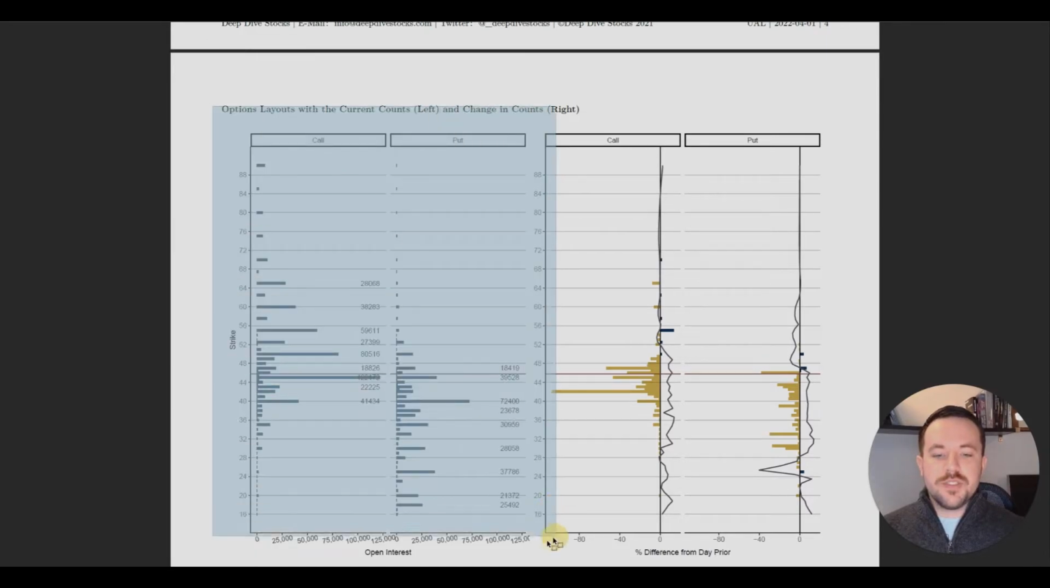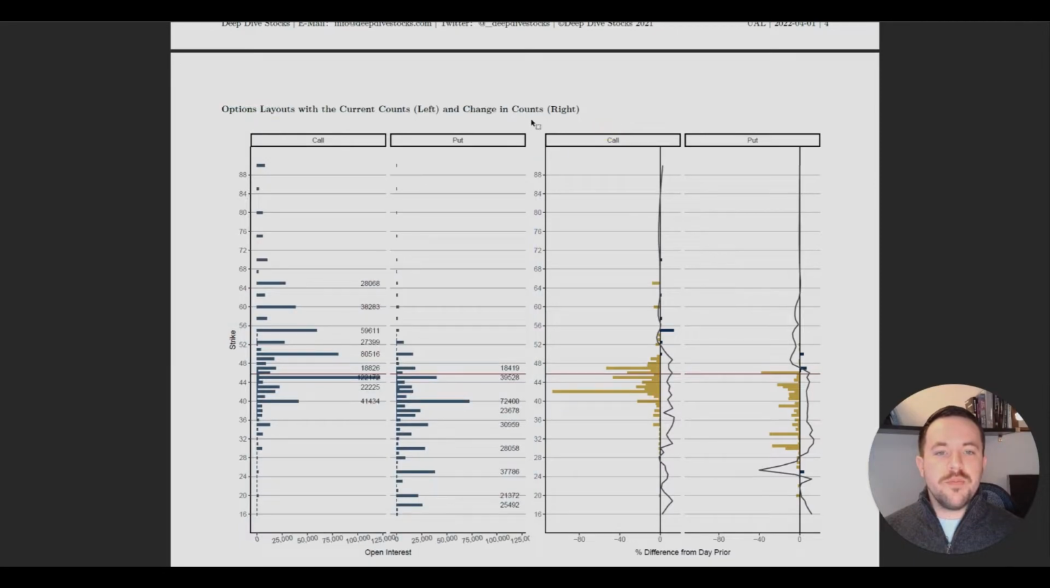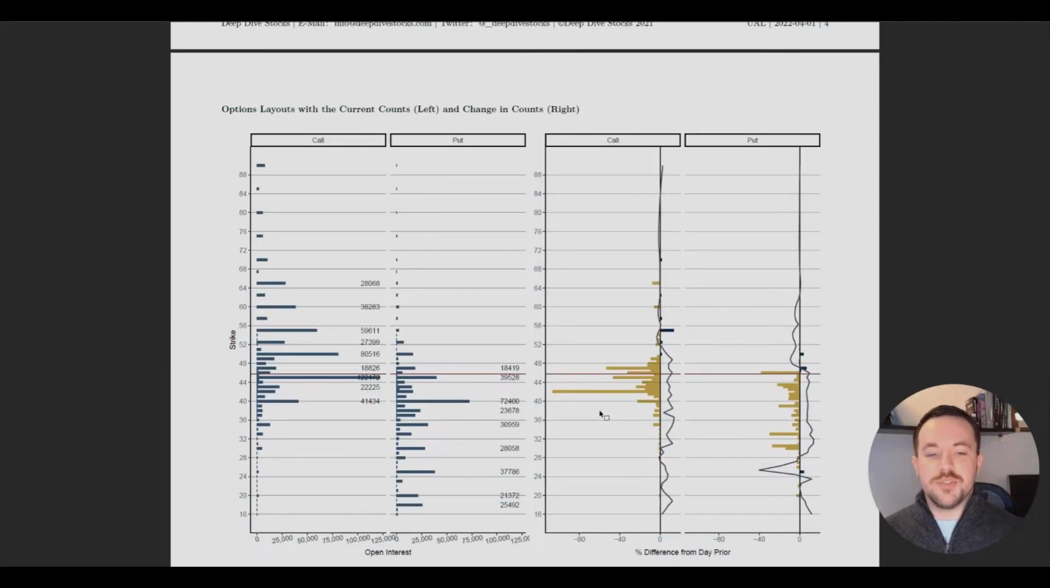So the left options layout graph tells us how the options layouts are currently. And then on the right, we get the change in the options layout. So the bars indicate the change in the options from the day prior. So golden means that those strike prices closed. And then the lines tell us what the average daily change is over the past month.